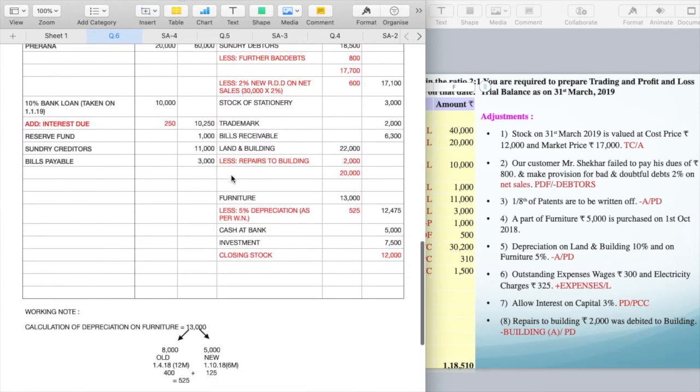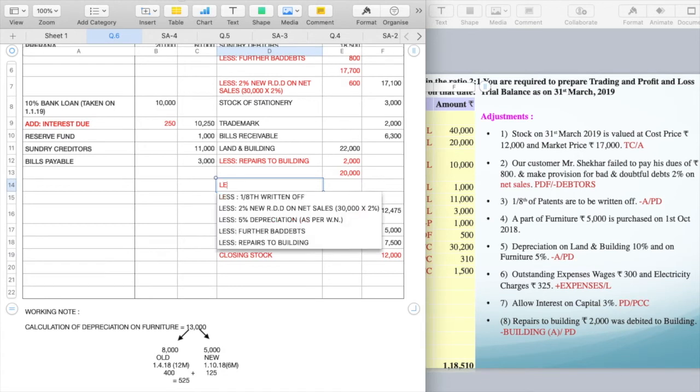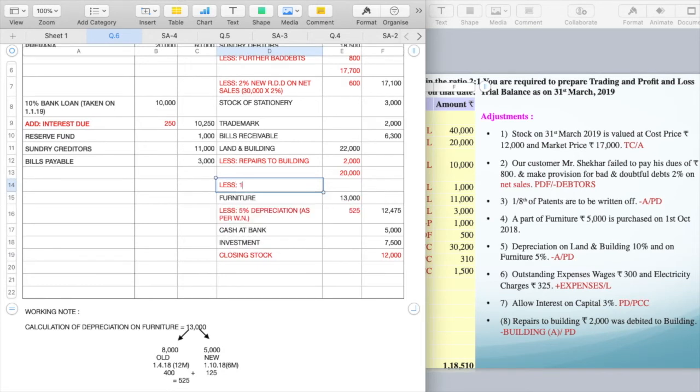Now I'm supposed to charge the depreciation at the rate of 10% on the land and building. So less 10% depreciation, right? The answer will be 2,000 and the outer column's value will be 18,000.